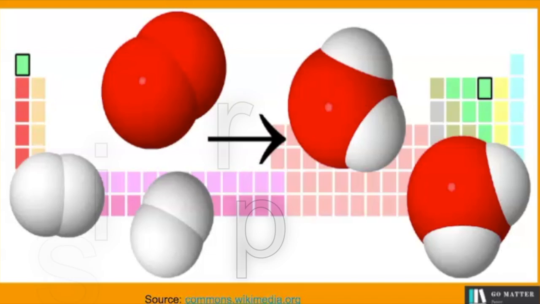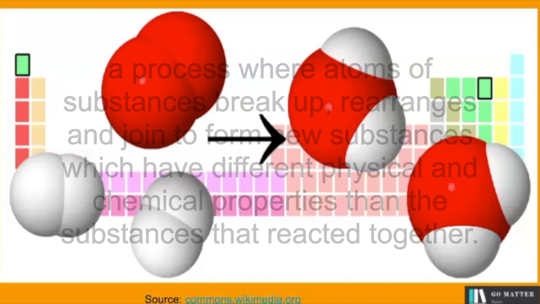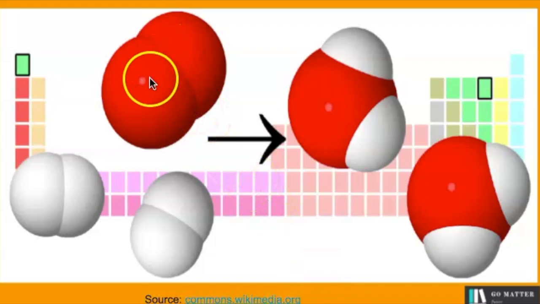A chemical reaction is a process where atoms of substances break up, rearrange, and join to form new substances which have different physical and chemical properties than the substances that reacted together. Here we've got oxygen reacting with hydrogen to form water. We know that hydrogen and oxygen are gases at room temperature. Water at room temperature is a liquid.